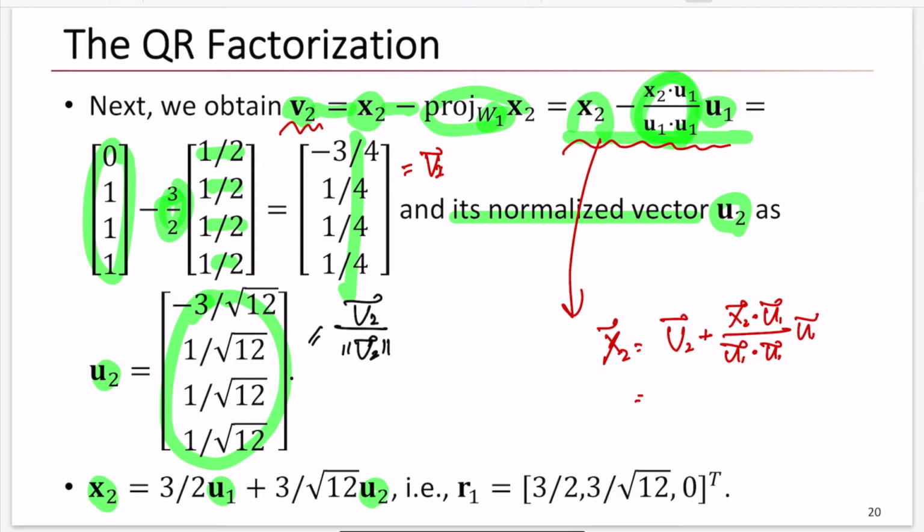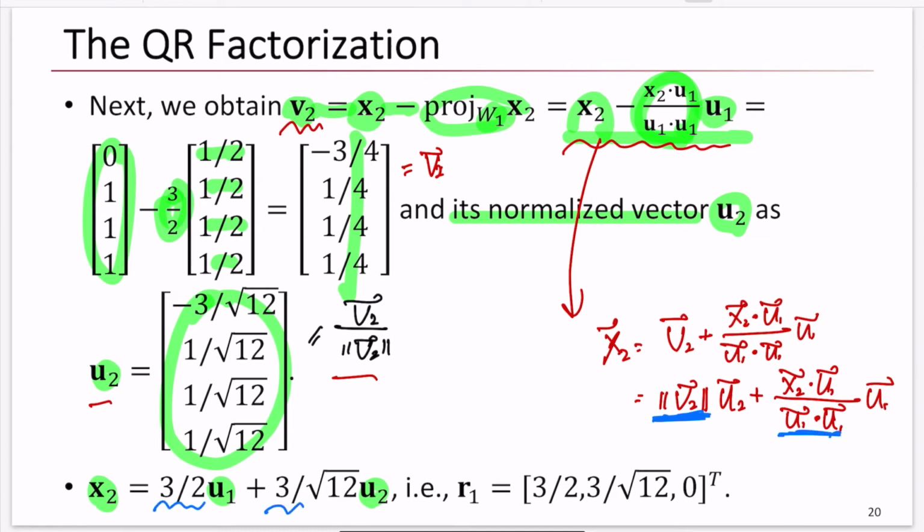We already know v2 from this one. v2 equals the length of v2 times u2 plus the inner product of x2 with u1 times u1, right? Then we already computed this one and this one, which is equal to 3 over 2, which is equal to 3 over square root of 12. Square root of 12.